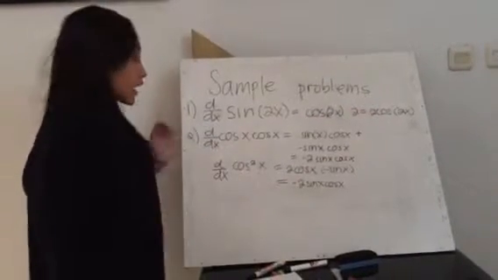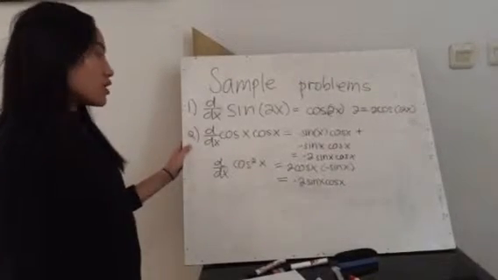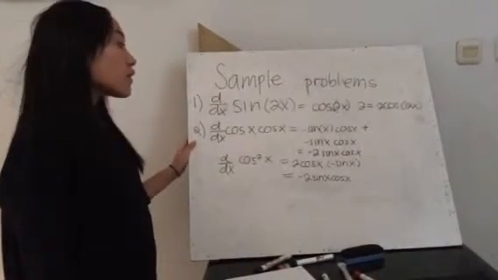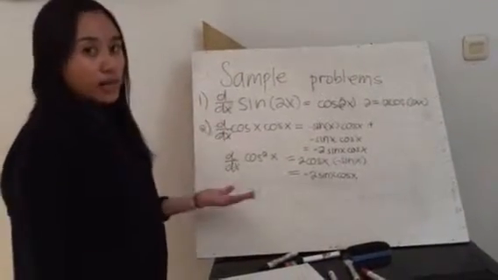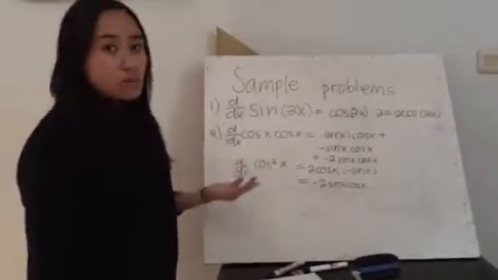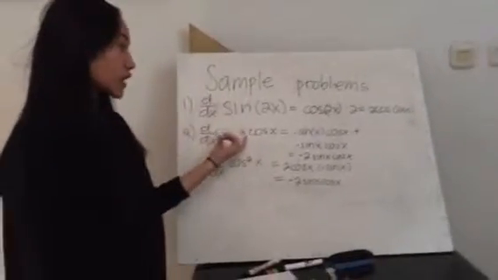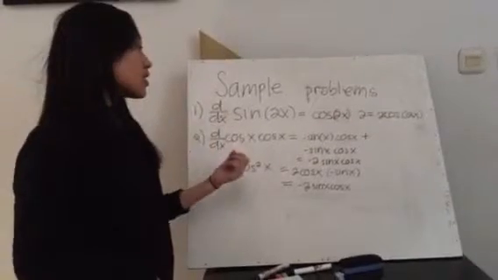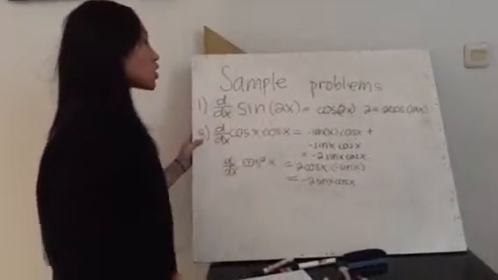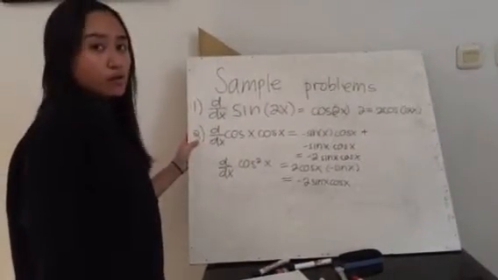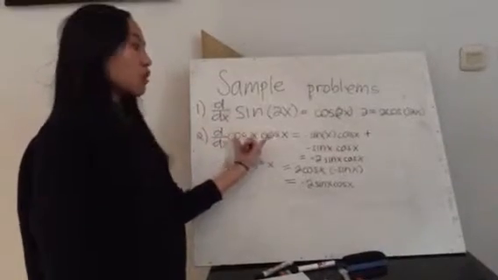Let's start with the second question. The second question is asking you to take the derivative of another complex trig function. It is complex because there are 3 sub-functions within this entire function. You would have to use the product rule to take the derivative of this whole function.